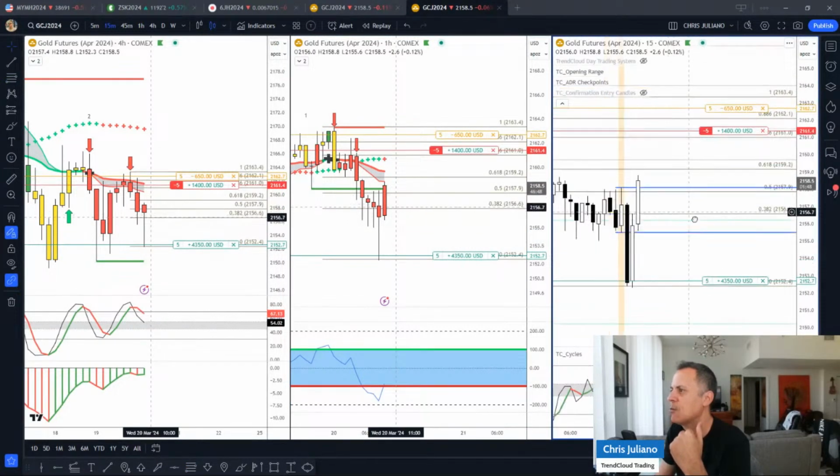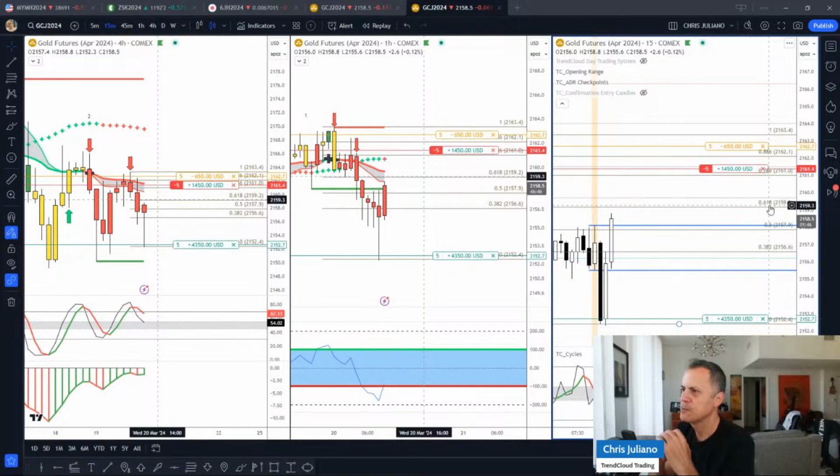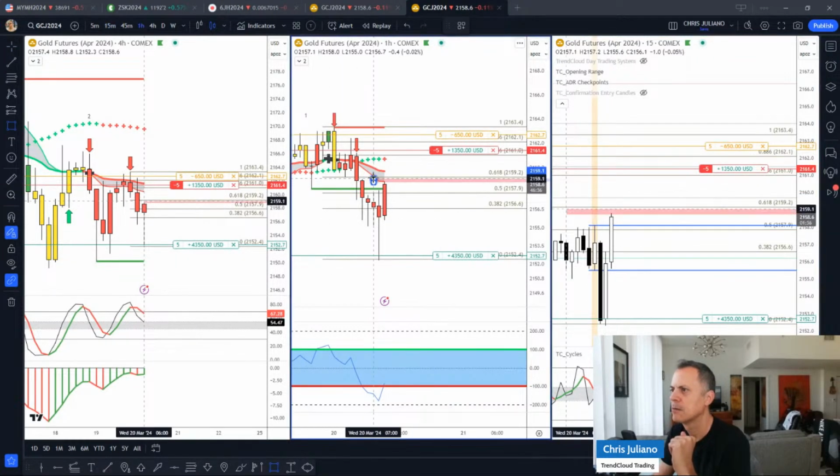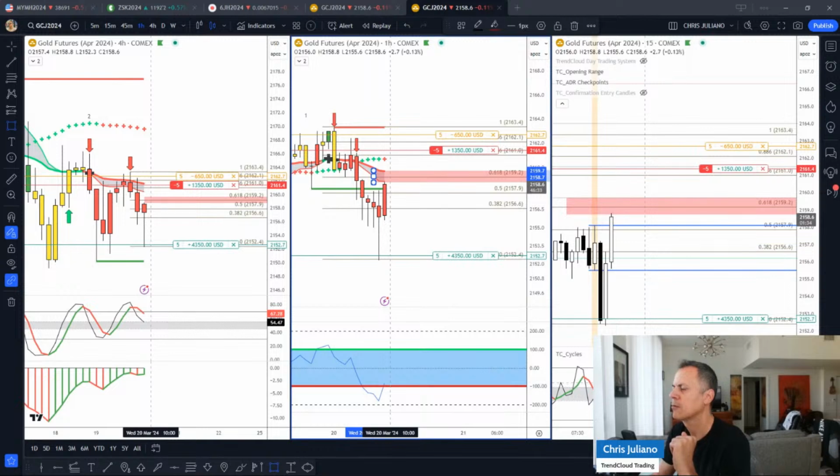Whoops. And now we're pulling back to that 618 retracement level. Where's the 618 retracement level? Right in the middle of the 1-hour trend cloud. Let's box it out. Right in there. Okay. And that's where it's heading. The original supply zone is up here.